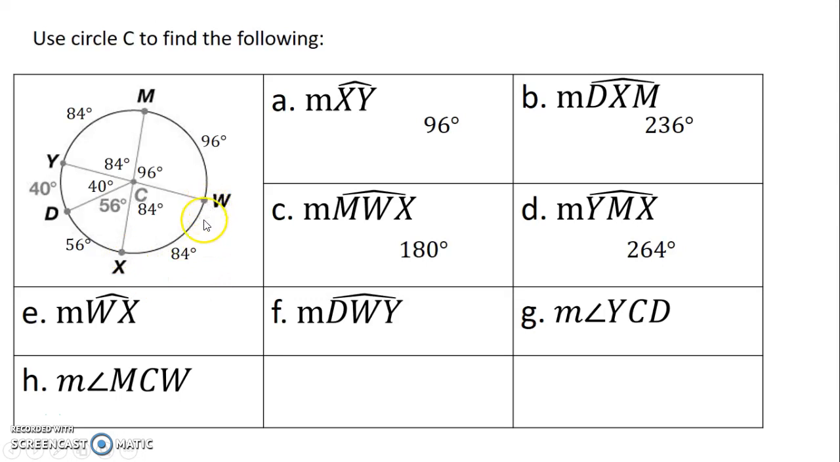So arc WX, 2 letters, minor arc, and it's already labeled for us, so it's pretty quick, 84 degrees. That's the beauty of labeling the crap out of your picture. Then we have arc DWY.